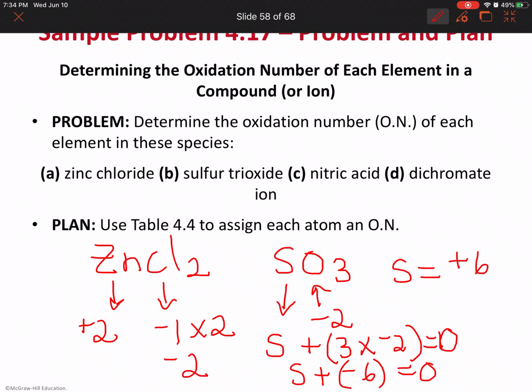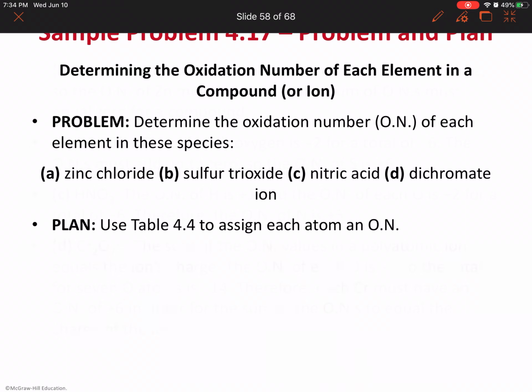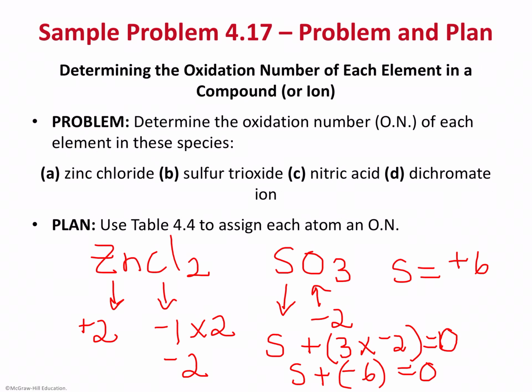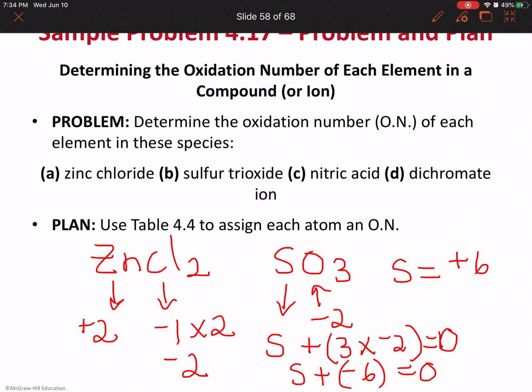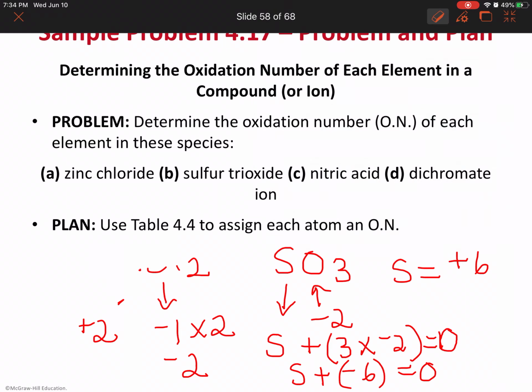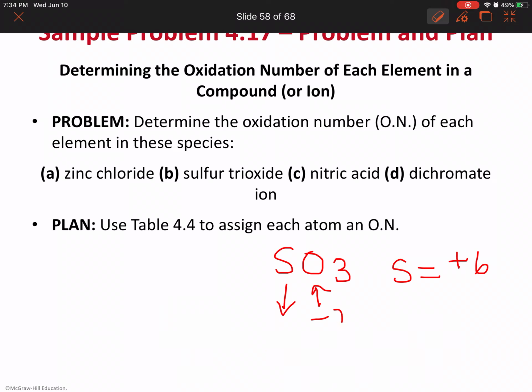So that's how you find the oxidation number of an unknown element in a compound, by looking at the known element. That's the sulfur trioxide. And then for the nitric acid. Okay, so I'll show how to do the nitric acid here. Let me go ahead and erase this part. Let's do nitric acid now.